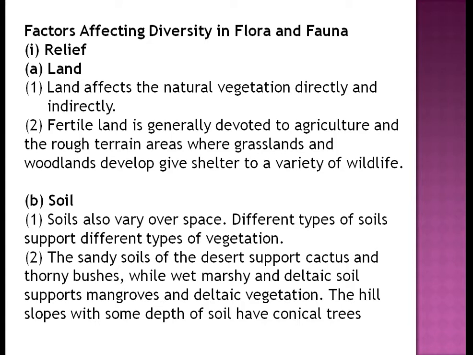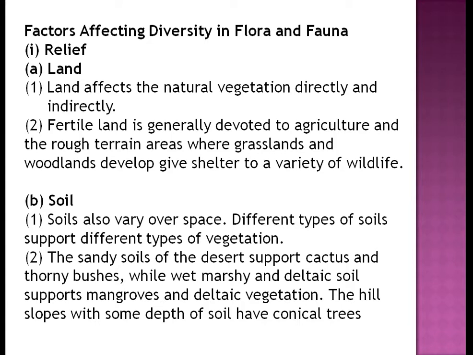On the slide you are observing the factors affecting diversity in flora and fauna. So what are the factors? First we are going to see about relief. In relief we have land. Land affects the natural vegetation directly and indirectly. Fertile land is generally devoted to agriculture, and the rough terrain areas, where grassland and woodlands develop, give shelter to a variety of wildlife. So first, land in relief feature is very important, which is affecting the diversity of flora and fauna. The second one is soil.